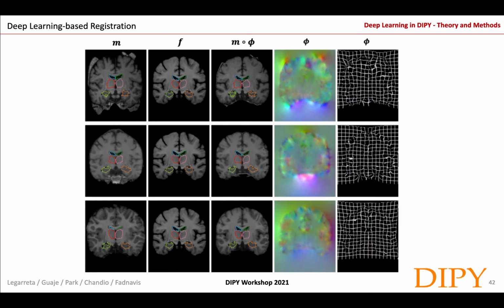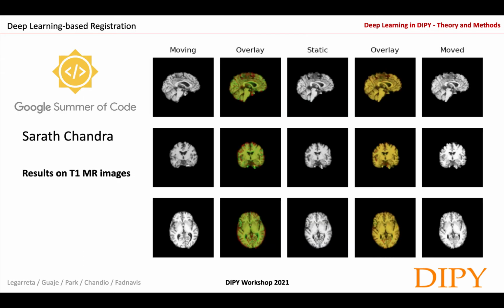I have an example where we have the displacement field visualized. Here we have moving, fixed, and the output moved. And here we have the displacement field visualized in RGB. We can see this is performing well, as the displacement field within the brain is kind of smooth. So overall, it's good work.